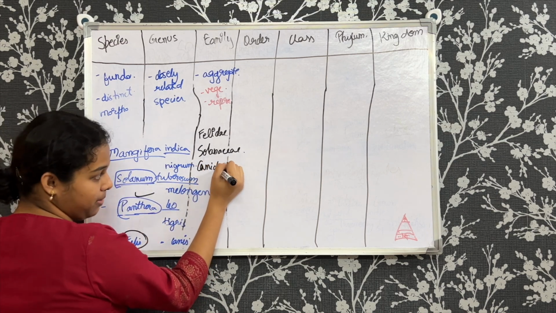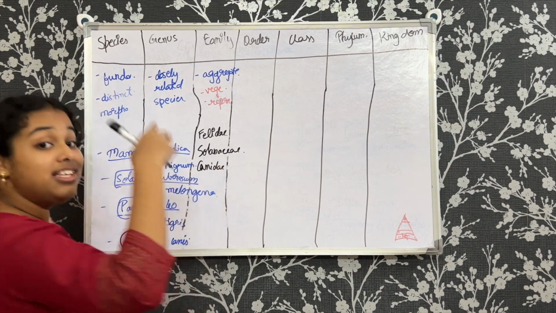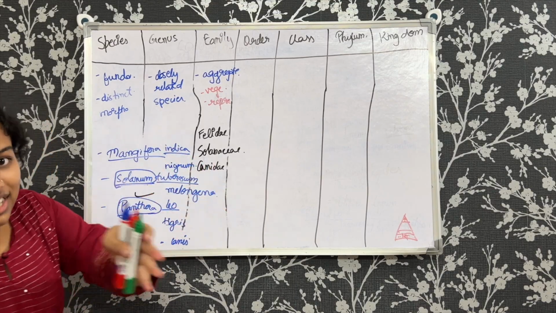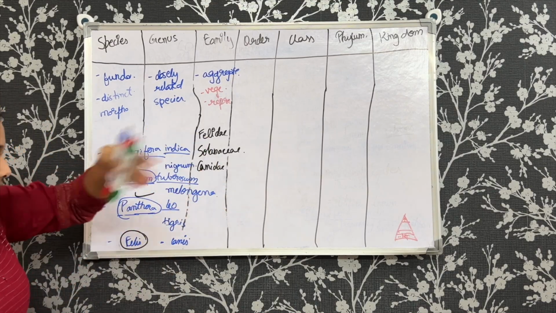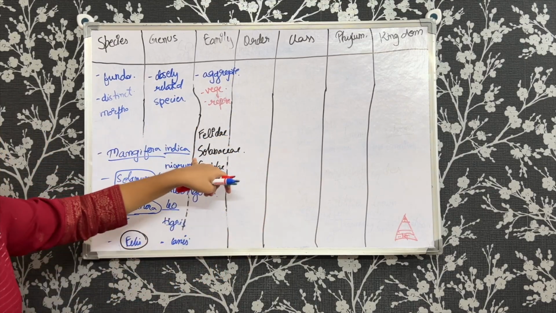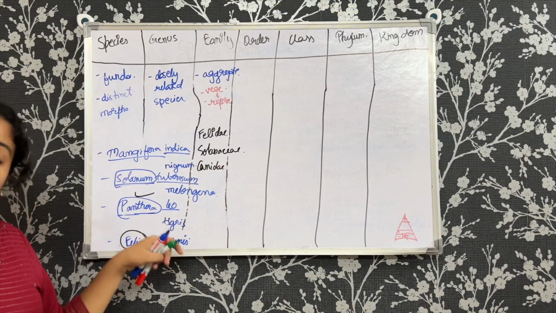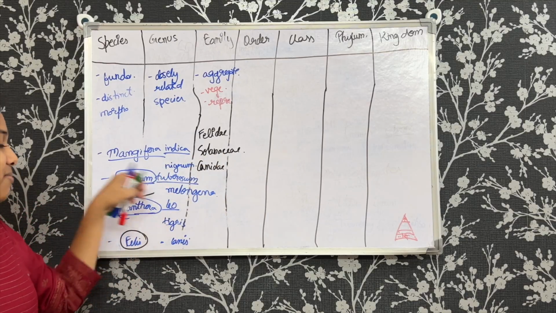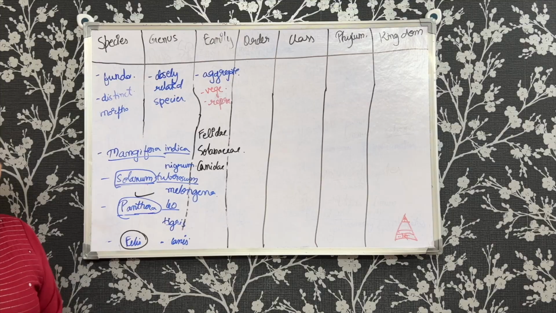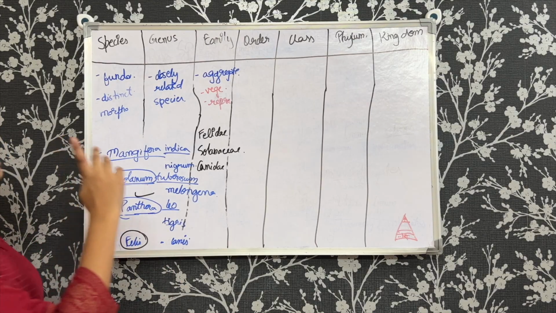I've just said one example here, Canis. But Canidae is another family. Felidae and Canidae, different families. So that is the cat family, the dog family. And now this is the family under which we have Solanum, Datura, and Petunia, and some more also. Okay, so now that is family.